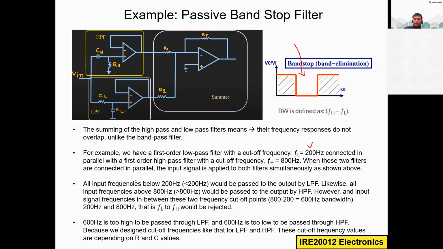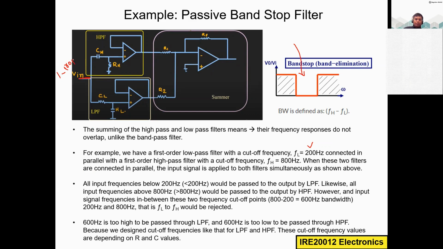When these two filters are connected in parallel, the input signal is applied to both filters simultaneously, as shown in the figure. So we are giving a common input signal, the same input signal, to this high pass filter and also the low pass filter. So maybe this can be like 1 to 100 kilohertz.